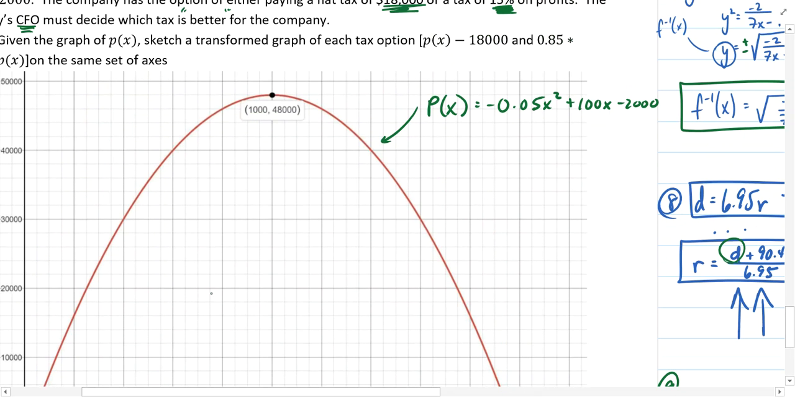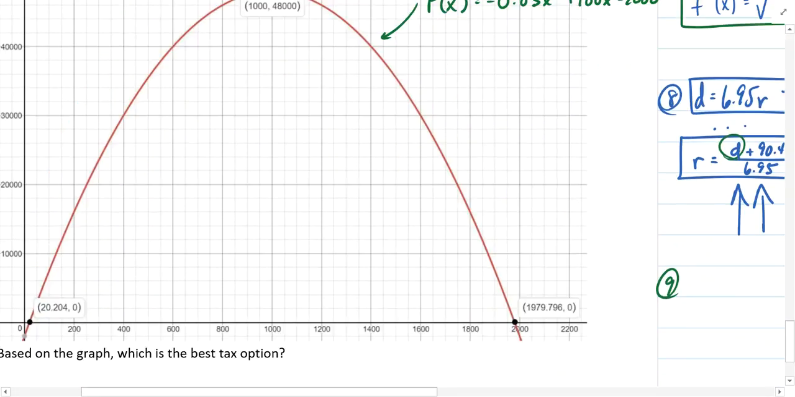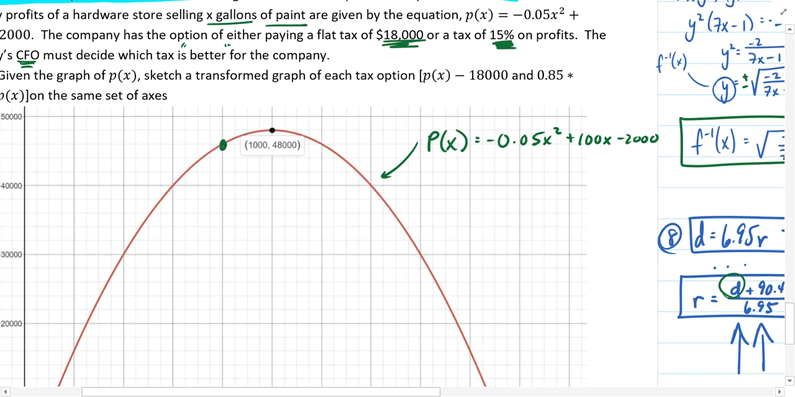What they would really like to do is sell exactly 1,000 gallons of paint every day. But even if they don't sell 1,000, let's say that they sell 800. Well, if they sell 800 gallons, then their profits are right here, somewhere a little bit less than 48,000. And if they sold 1,200 gallons, their profits are about the same. Any data point along this curve tells us what the profits would be based on the number of gallons of paint sold.